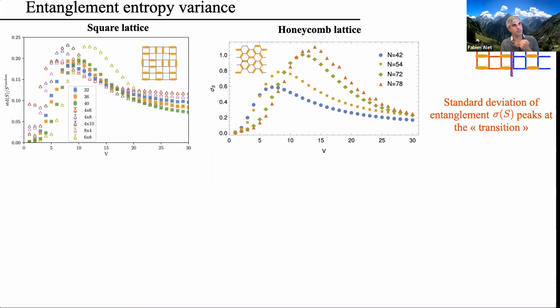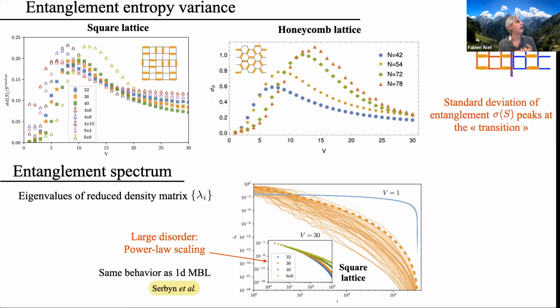We looked at the variance of the entanglement entropy. You can also look at the entanglement spectrum, if you want. Sorry, the spectrum of the reduced density matrix. Here is a distribution. What we find is a very sharp distribution like that for a small disorder. This is on the square lattice, but we have essentially identical results for the Honeycomb lattice. If the disorder is small, this is exactly what we expect for the distribution of eigenvalues of the reduced density matrix. It's much broader, of course, at strong disorder. This is also typical of MBL.